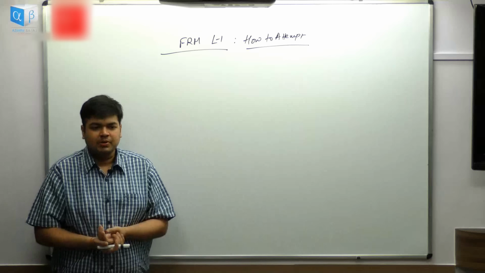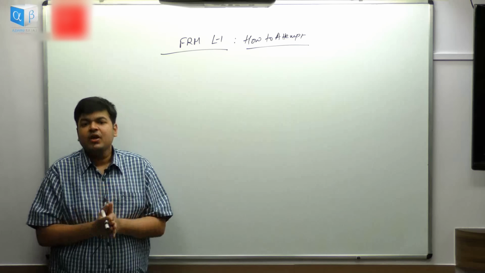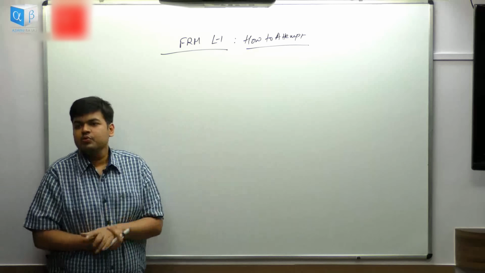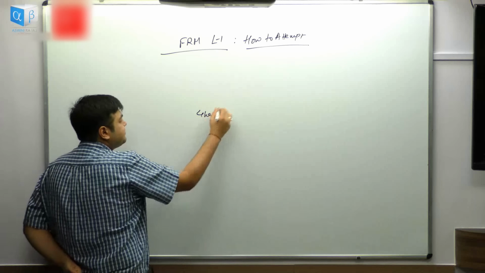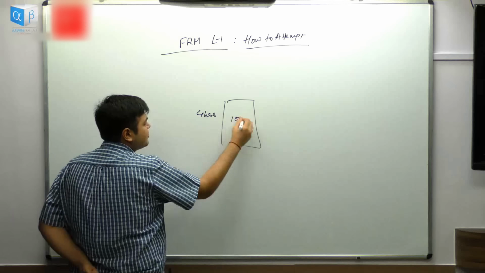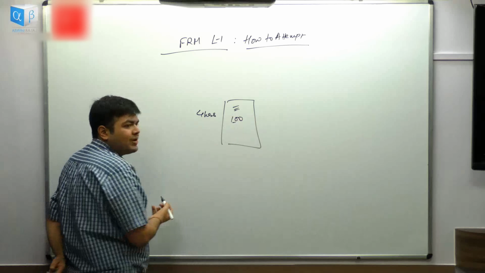It's the institute's paper. Other than that, even when you're giving the mock test, how are you supposed to attempt it? How do you score the max out of it? So firstly, you have 4 hours. You have 100 questions. All the rough work is supposed to be done on the question paper itself.